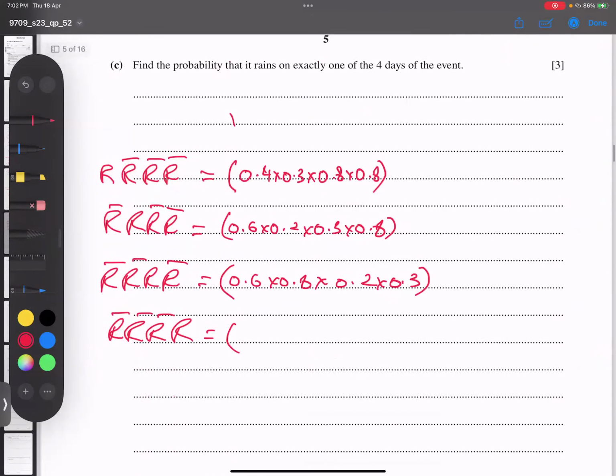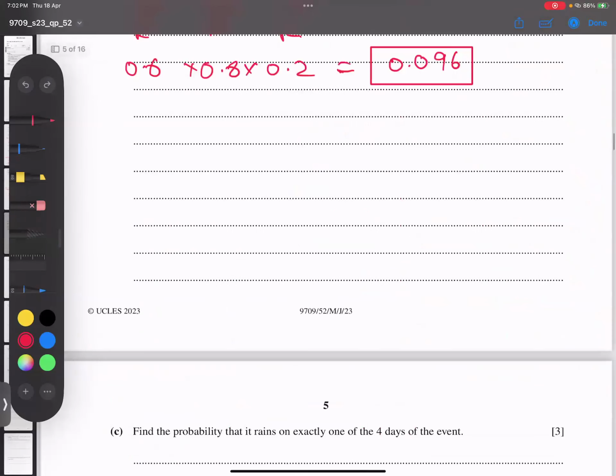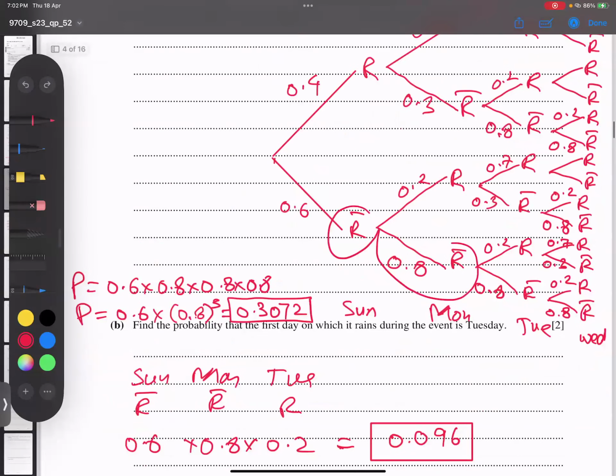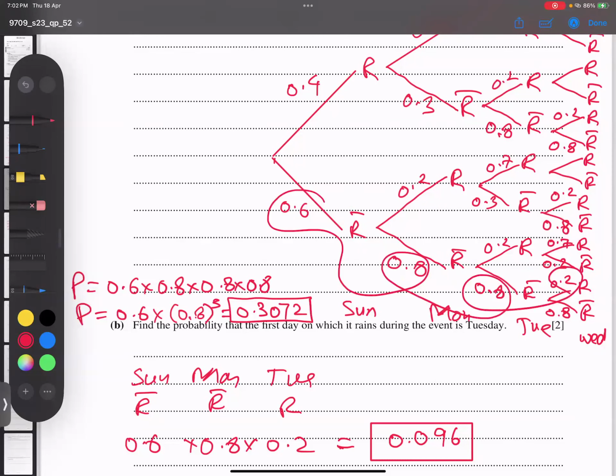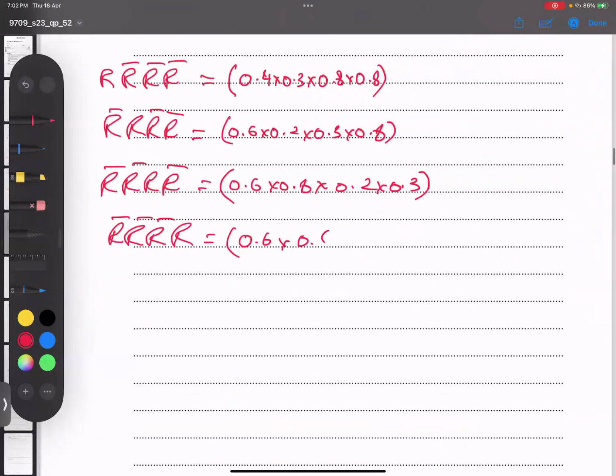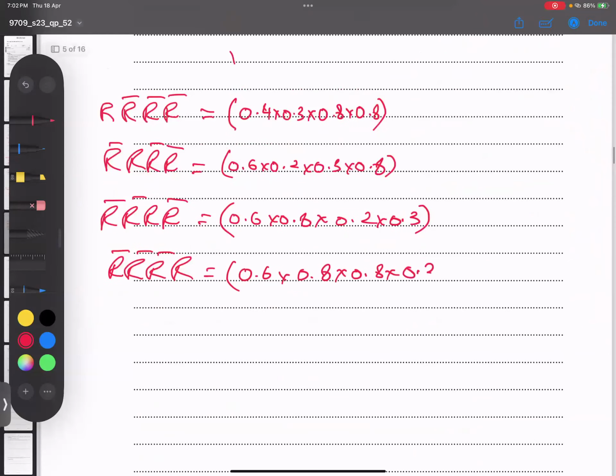Last answer. Now rain comes at the last. So it means no rain. This is easy. No rain, no rain, no rain, and rain. So 0.6, 0.8, 0.8, and 0.2. And if I add them all, I get what? So let me check. If I add them all, what answer is coming? So the answer is 0.2112.